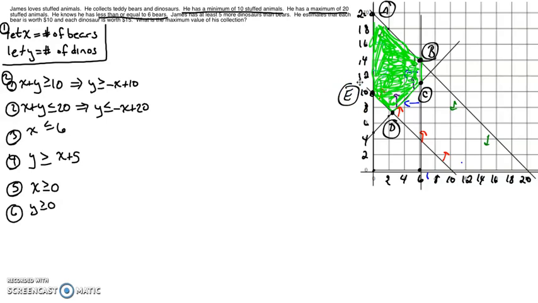In the next video, I'll pick up at exactly this point where we have our shading and we have our vertices labeled. And we'll look at what we need to do after this point in terms of solving our optimization question.